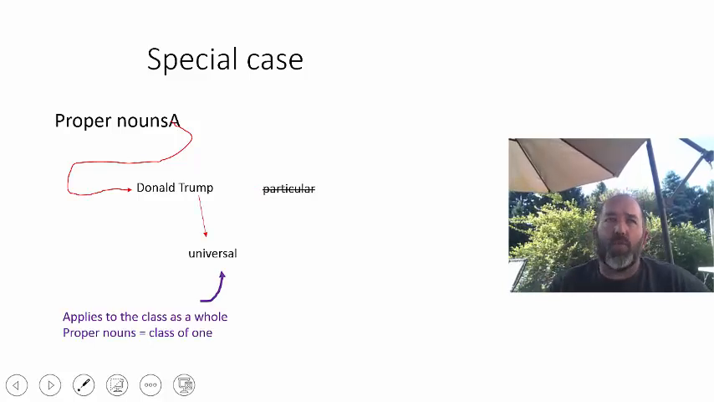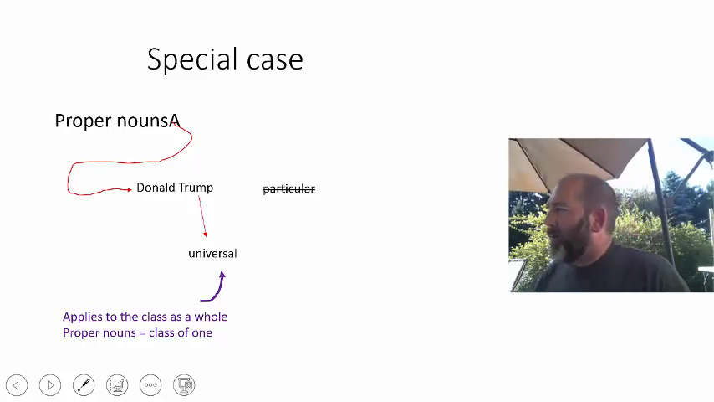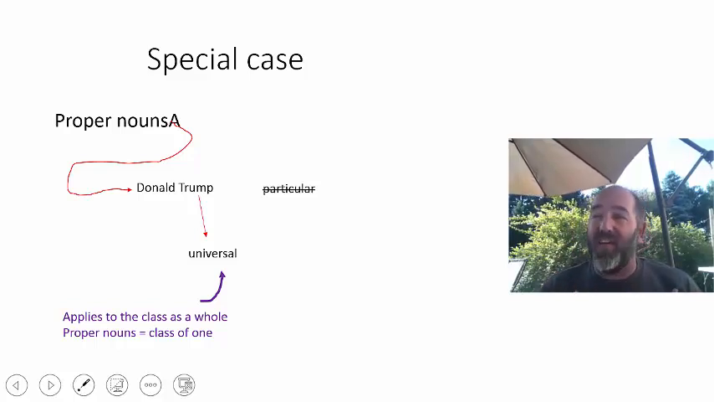Proper nouns should be treated as universals. And the reason is because it really is referring to the totality of the class. In the same way that all cats refers to every single cat, Donald Trump refers to every single Donald Trump, right? And you may be like, no, another person could have that same name. Yes, that is entirely possible, right? But they are different people, even though they have the same name.